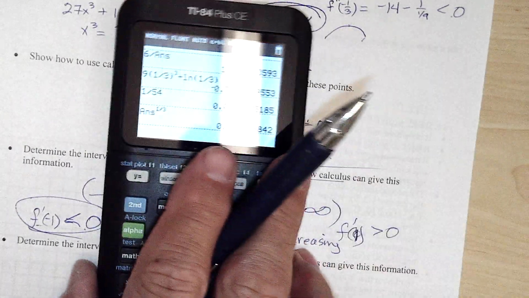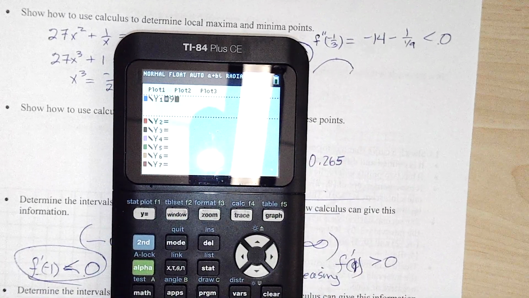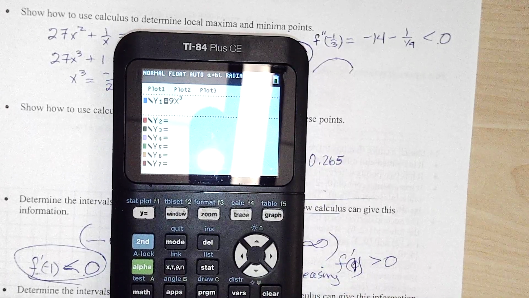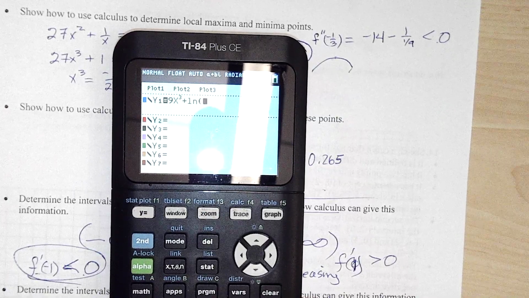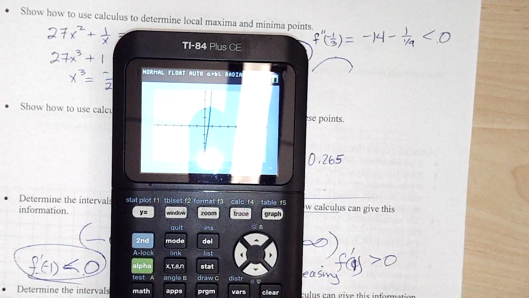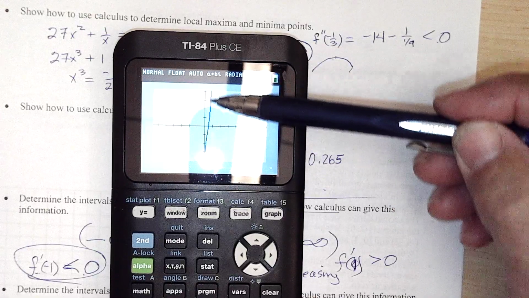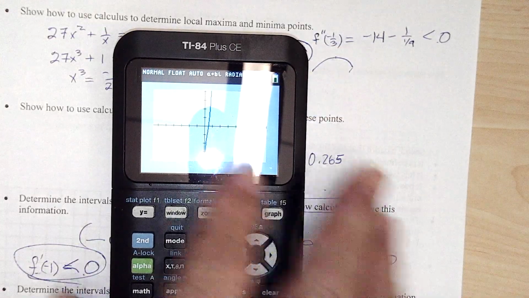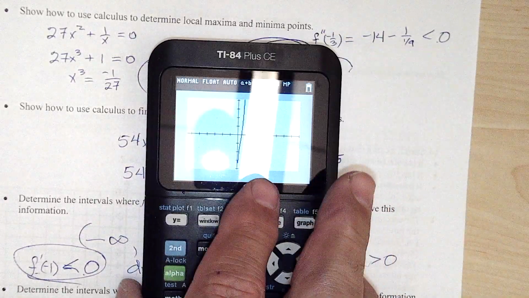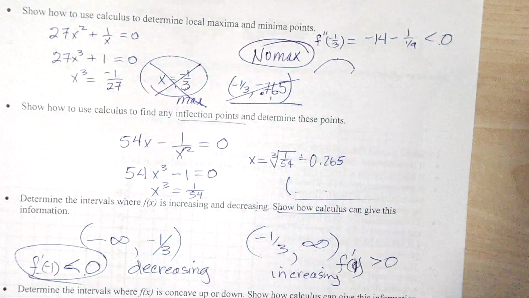We got inflection points. Let's take a look at this graph just to know what we're doing here. 9x to the third plus ln of x graph. It only exists for the positives, and it kind of goes up. It's curved down and then curved up. It changes curvature at some place at 0.265, but there is no max on that graph. There is no min on that graph.